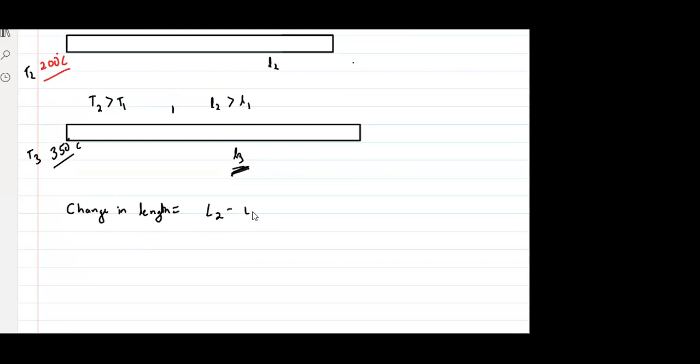Yes, sir. Agree? Now everyone knows it is final minus initial, right? But I will just write L final minus L initial, right? Agree? And I represent it as delta L. Delta, what is the meaning of delta? Tell me. Change. Change in.